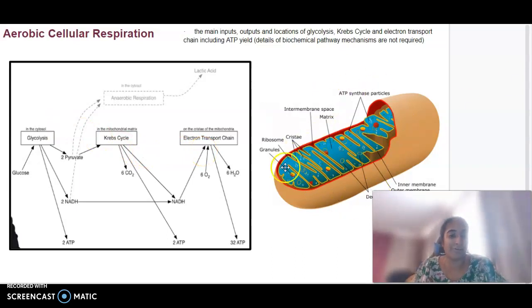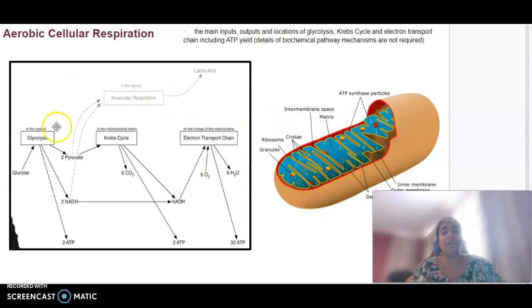So we may have heard of the mitochondria as being the powerhouse of the cell because this is where our ATP is being created. So the Krebs cycle occurs in what we call the mitochondrial matrix, which is this inner part, this blue part here. And then the electron transport chain is happening on what we call the cristae of the mitochondria, which is the membrane, this yellow outlining part that you can see as well. So that is the structure of the mitochondria and the locations of where these stages are happening.